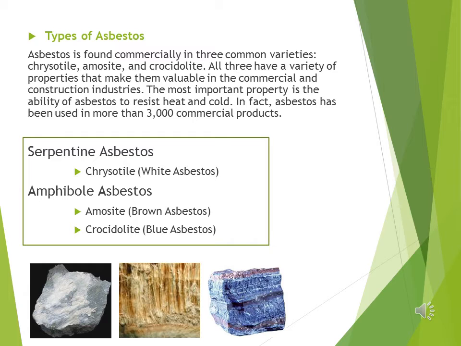The two most common groups are serpentine asbestos, in which chrysotile or white asbestos can be found, and amphibole asbestos, in which amosite or brown asbestos and crocidolite, blue asbestos, can be found.